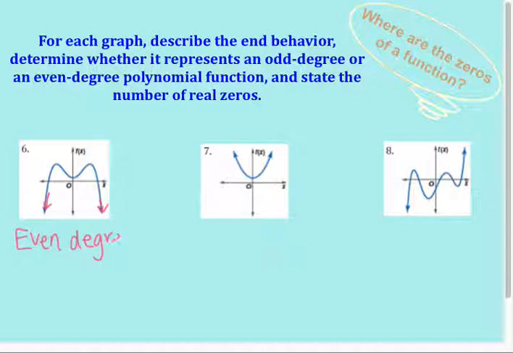And now I actually want to know the degree. Well, in order to figure out the degree, I count my change in directions. 1, 2, 3. 3 plus 1 gives me 4. So it's an even degree of 4.